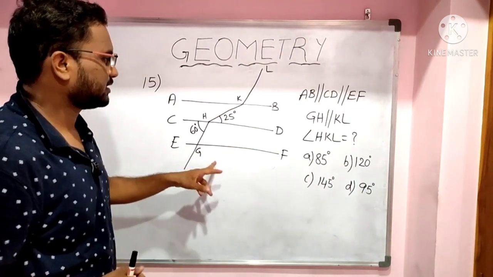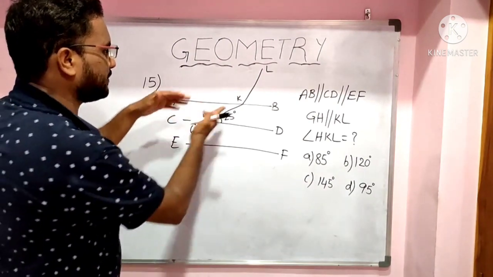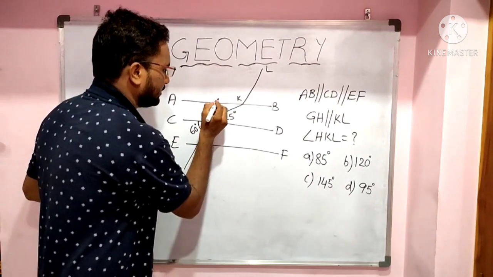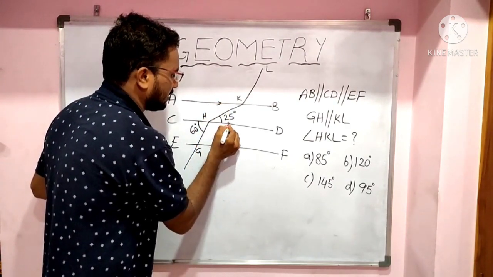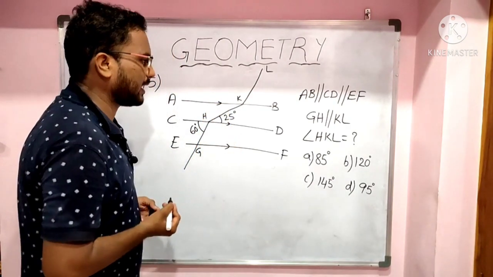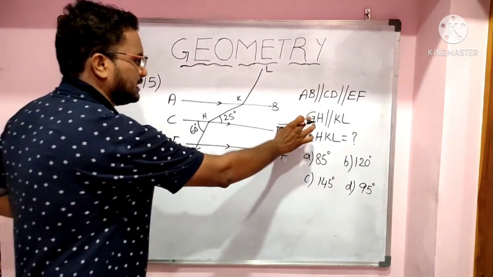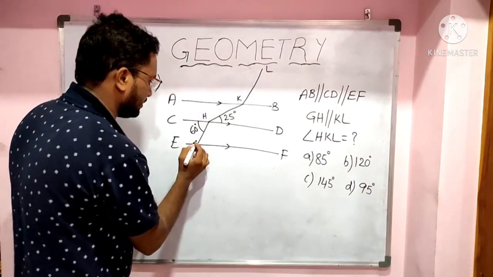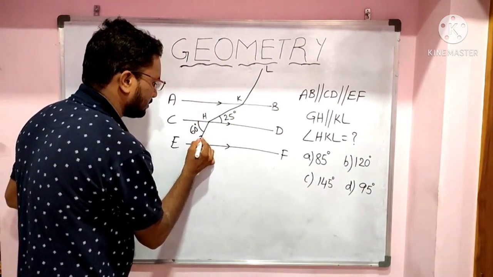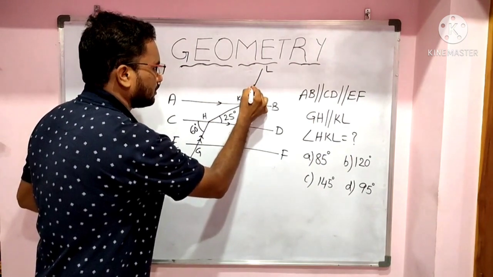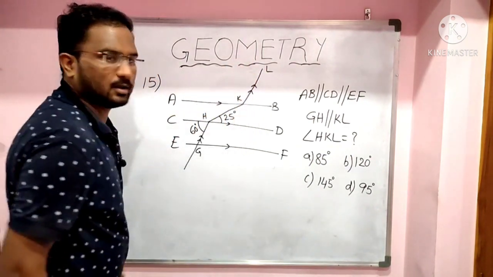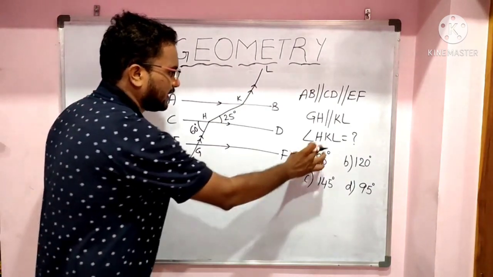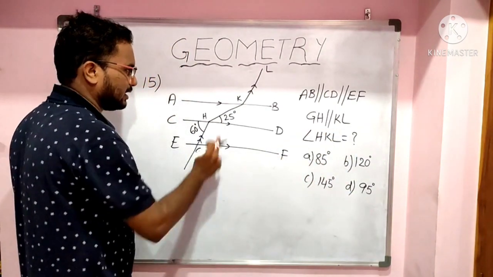Here we are given a figure and AB is parallel to CD is parallel to EF. These three are parallel lines. And also given GH is parallel to KL. These two lines are parallel lines, this one and this one. So we need to find angle HKL, this angle.